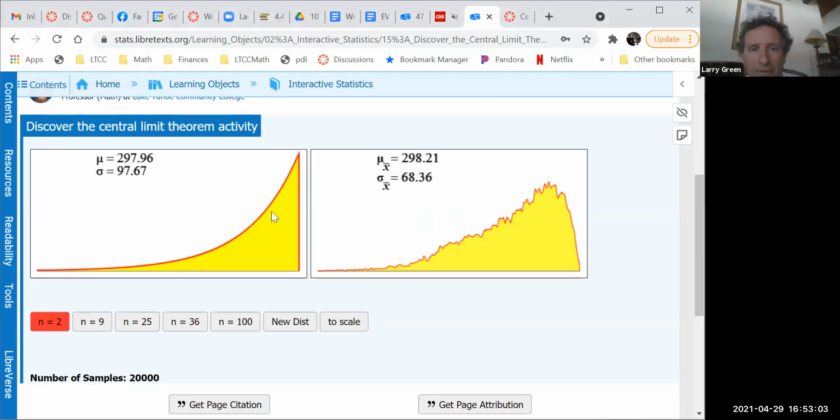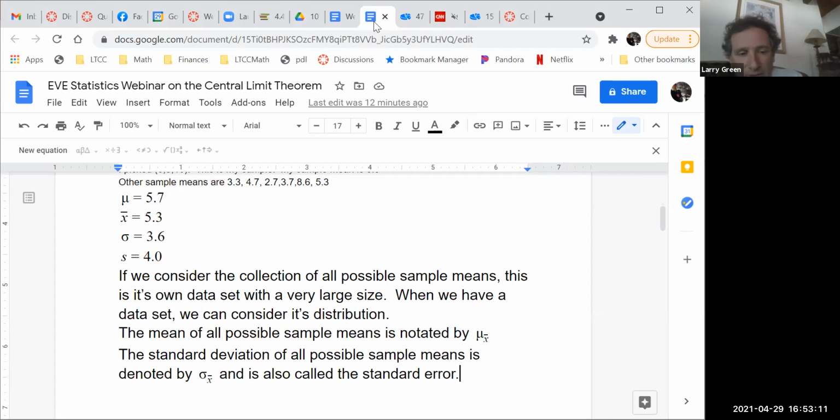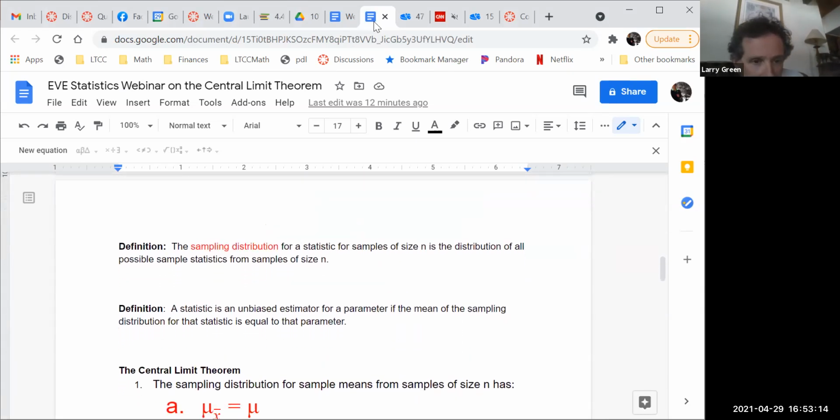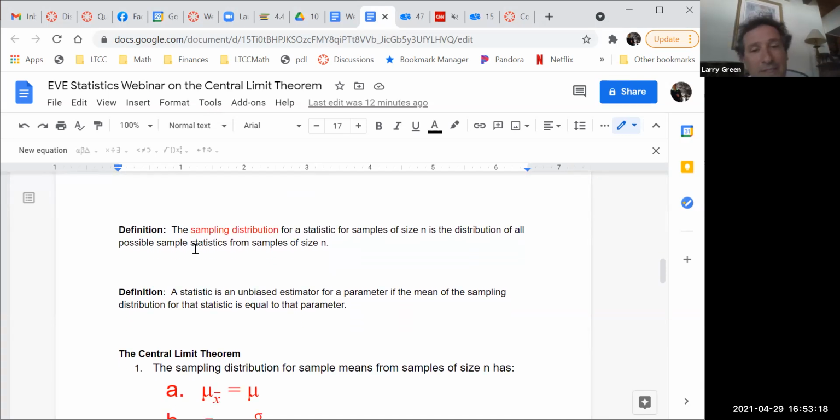Okay, so now that we've got this idea, let's state the big theorem of the whole class. Actually, let me give you the definitions, which I said, but here they are again. The sampling distribution for a statistic for samples of size n is the distribution of all possible sample statistics from samples of size n. So the statistic we looked at was the mean. What's the other statistic for another kind of study that might happen besides a mean? For a different type of study? Anyone know? If you do a yes/no question instead of a quantitative question, what's the big statistic for a yes/no question?